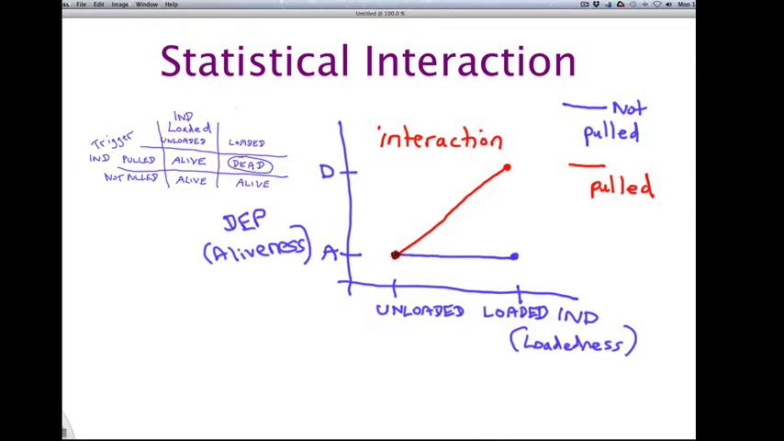Because when the two combine, then this line diverges. I'll say that again. When we combine pulledness with loadedness, the two lines diverge. And that's telling me that it's only when you combine two states of the independent variables that you get an effect on aliveness. The two variables interact with one another to change the state of being alive.